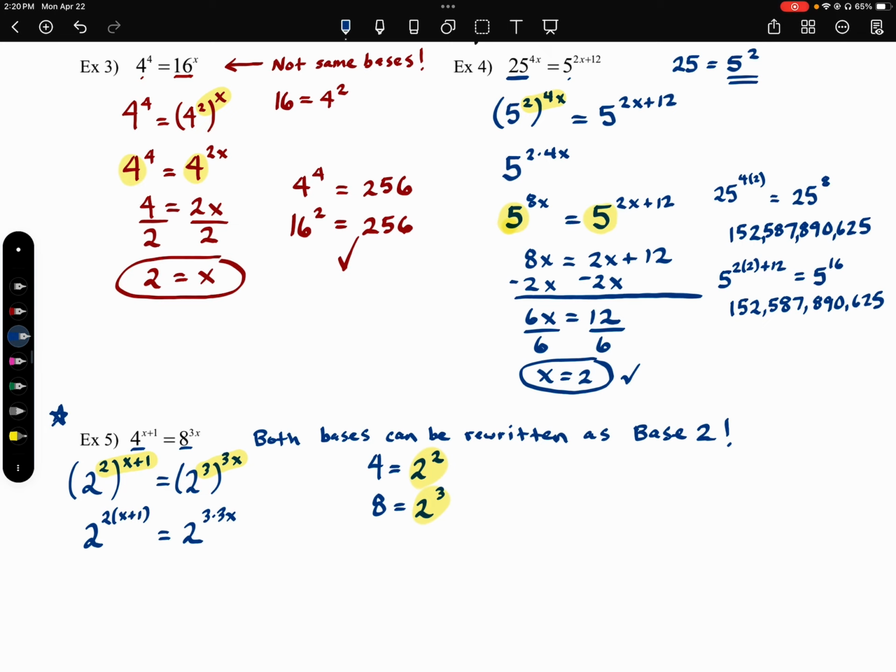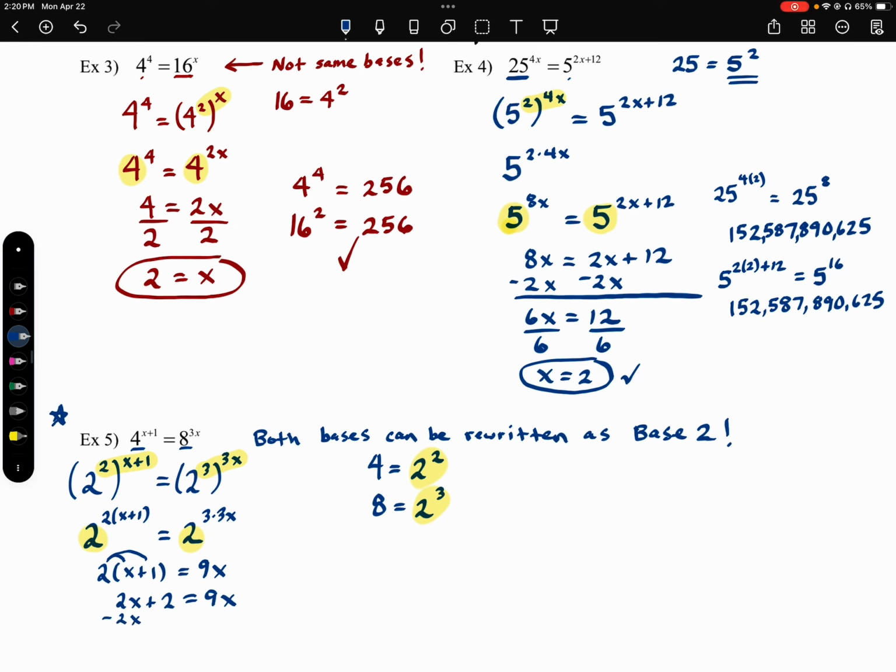So 2 and 2 are the same base. So let's just set our exponents equal. 2 times x plus 1 should equal 3 times 3x. And if you want, you can go ahead and just write that as 9x, right? Because 3 times 3 is 9. And to solve it, let's go ahead and distribute our 2 through. We've got 2x plus 2 is equal to 9x.